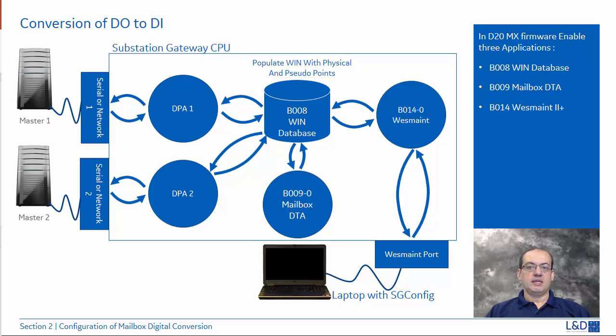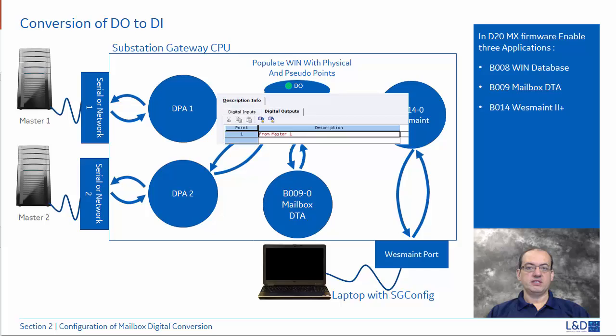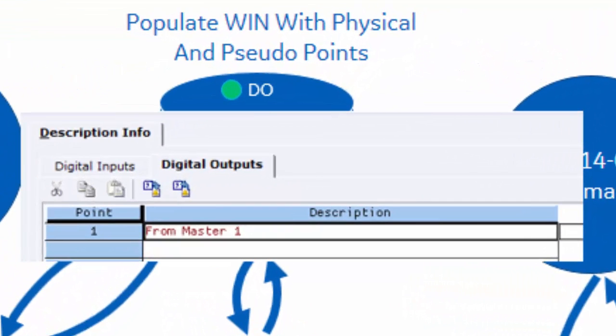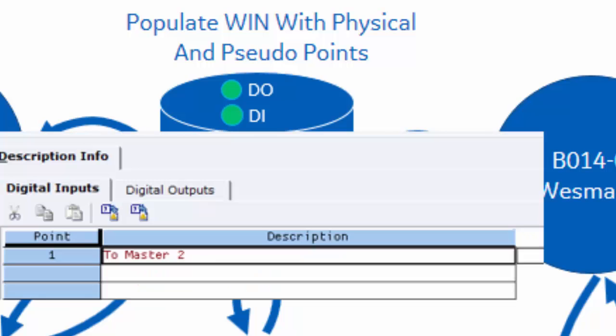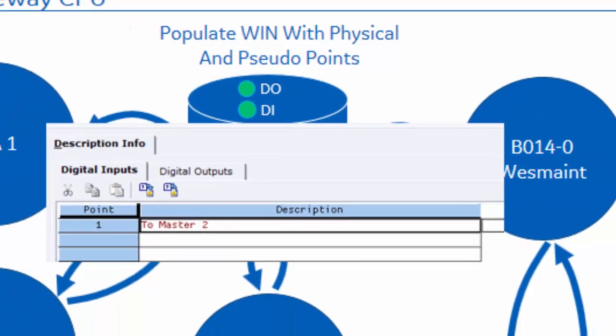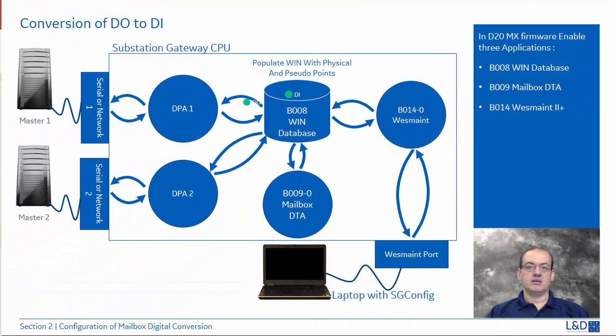Okay, with the same layout, first a digital output is created for the B009. We're going to do that through the WIN interface. We add a point and then we add a description. In this case, the description is going to be from master 1. And then we add a digital input point in the WIN database again, and we add a description to master 2.